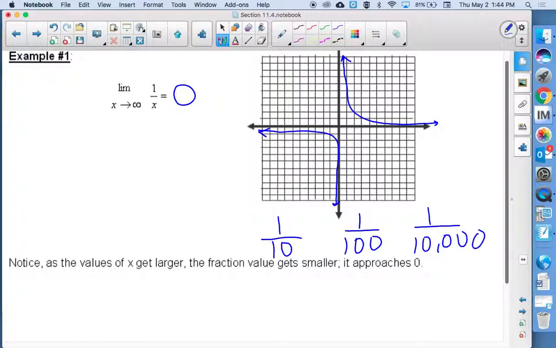So with fractions, when there's just a numerical value on the top and a variable on the bottom, the fraction can get really, really small. When the value in the denominator is huge, your number gets small, but never 0.